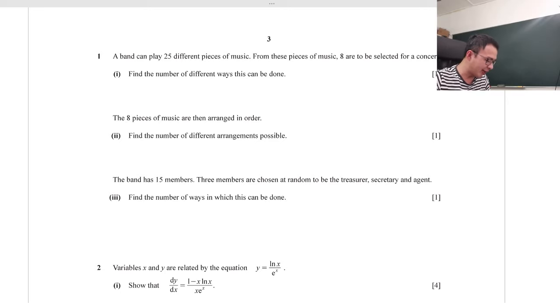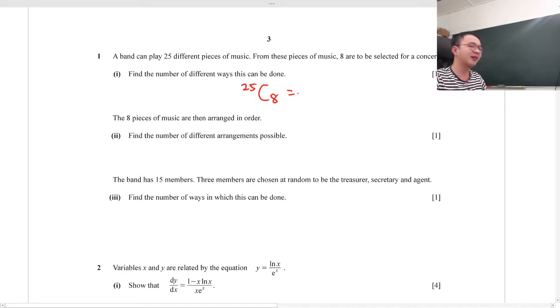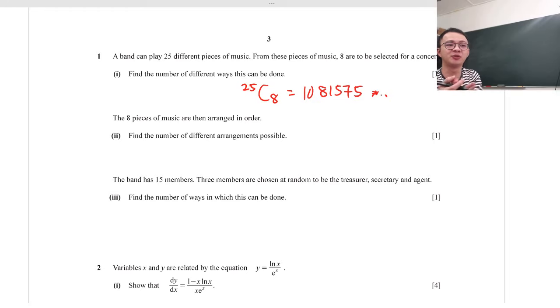Question number 1. A band can play 25 different pieces of music. From these pieces of music, 8 are selected for a concert. Find the number of different ways this can be done. This one is quite obvious. You have 25 pieces of music and you need to select 8 of them. So just 25C8, and you should be able to get the answer easily by typing this into your calculator. Nothing very special, because you select them first and haven't started any arranging here, so we do not need to use P yet.